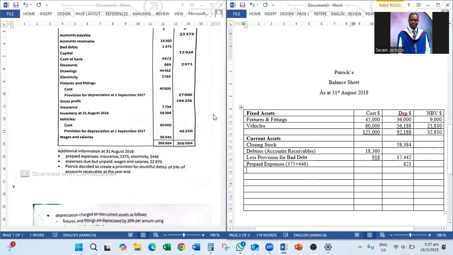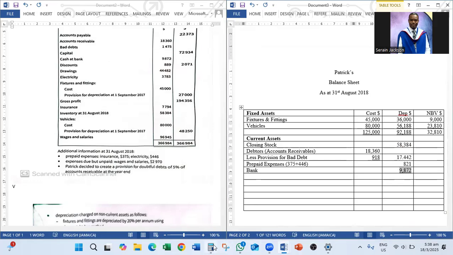We don't have any accrued revenue, so we wouldn't put that here. We move on to bank. What is the bank balance? Cash at bank, 9,872. We have any cash in hand? There is no cash in hand, so we will just have to close it off right here.